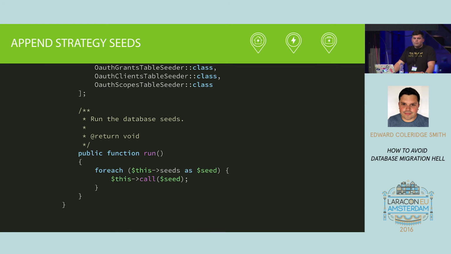And then in our run method, what we need to do is loop through all of those seeds and call them individually. You could, of course, just have multiple calls to call, but I prefer to code it like this because you're not repeating yourself.